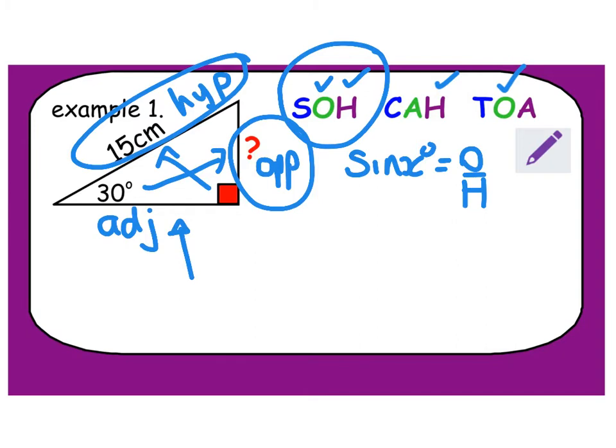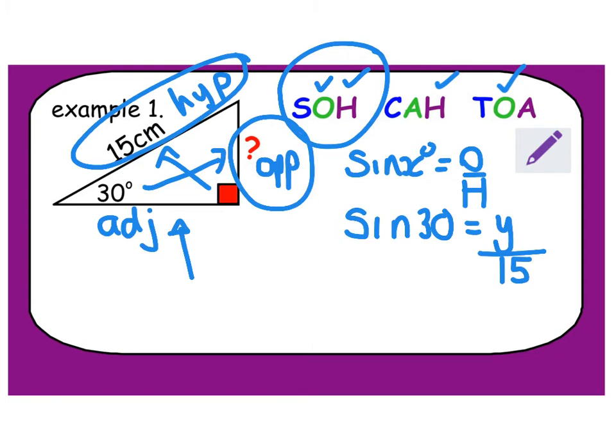Now our angle given in the triangle is 30, so this becomes sine 30 equals, now we don't have anything for our opposite, so you could leave it a question mark, you could give it a letter. I don't like giving it an X because X has already been there as an angle, so I'm going to call it Y, okay? And then our hypotenuse is 15, so it's Y over 15.